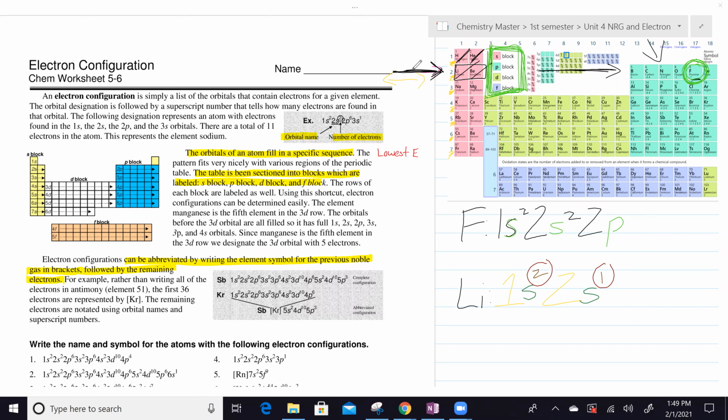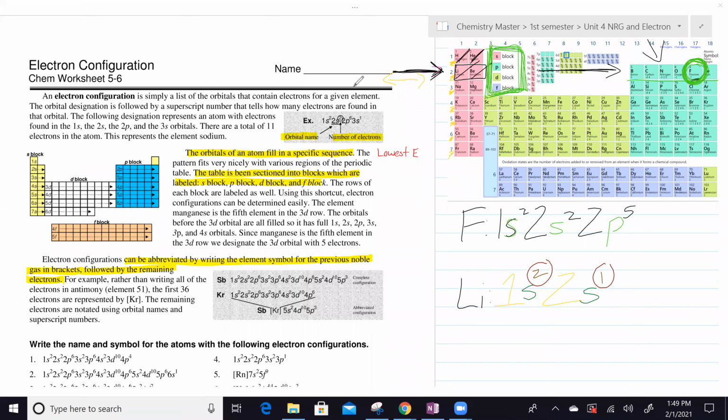Yes. Okay, can you tell me what box number or what house number fluorine is in if you count these boxes here? Five. Very nice. 5. Boom. Address for fluorine: 1S2, 2S2, 2P5. Okay, easy, right? It's literally the same thing.